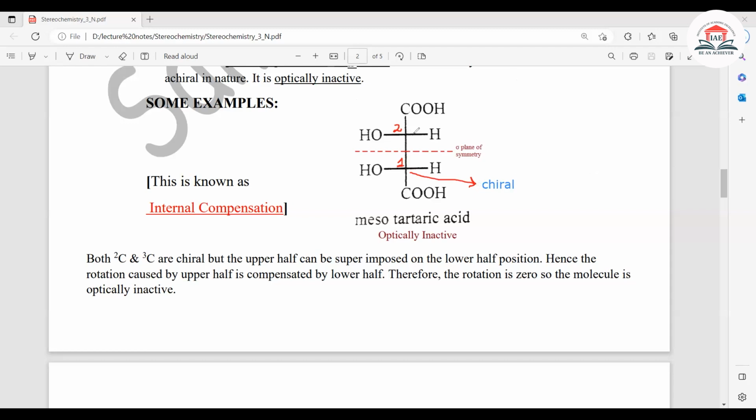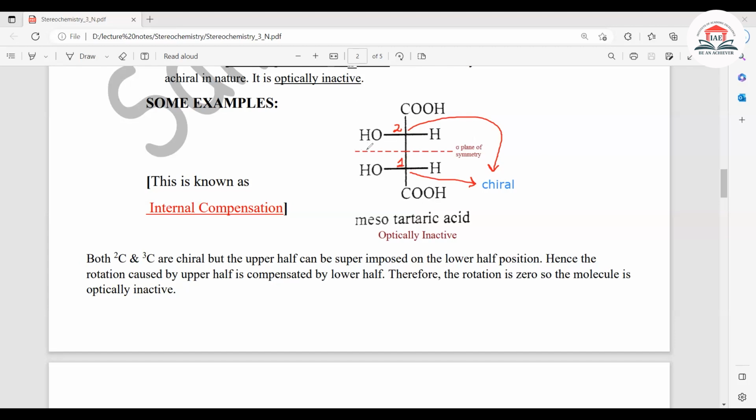Similarly, on the carbon number 2, you can see there is one hydrogen, one OH, one COOH, and this big group at the bottom. So that means carbon number 2 is also chiral. So both these carbon atoms are chiral. So we expect that this molecule should be optically active, right? But what happens is that in this molecule, there is a sigma plane of symmetry.